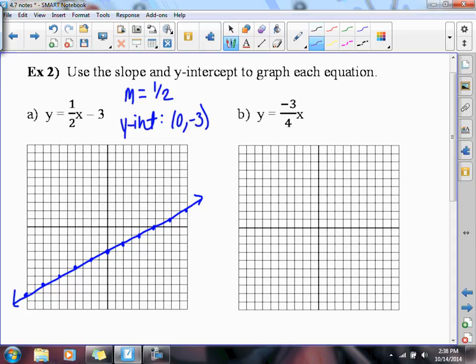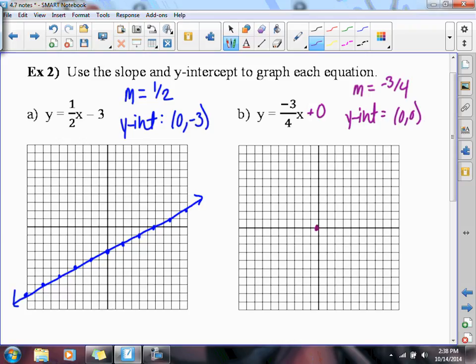So for part B, we have y equals -3/4 x. And again, it looks like there's something missing in this equation. So think of the little plus 0 being added on at the end for our intercept. Now before I even start graphing, I'm going to write down my slope. My slope is -3/4. And then I'm also going to write down my intercept, which is going to be 0, 0. So that's meant to be nice. When there's nothing added on at the end, that's meant to be nice.